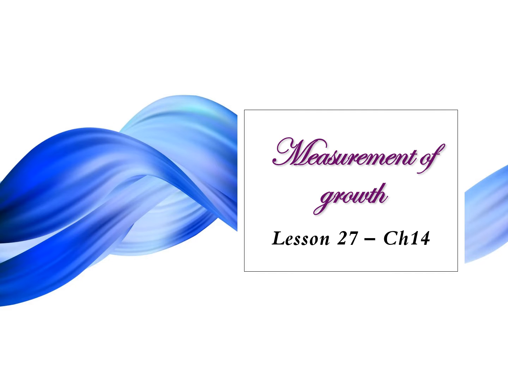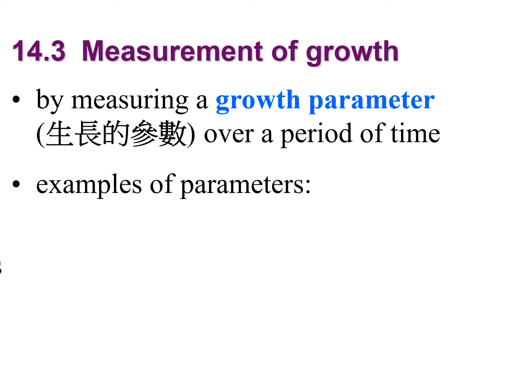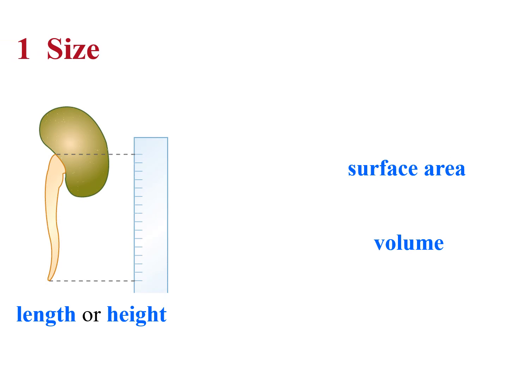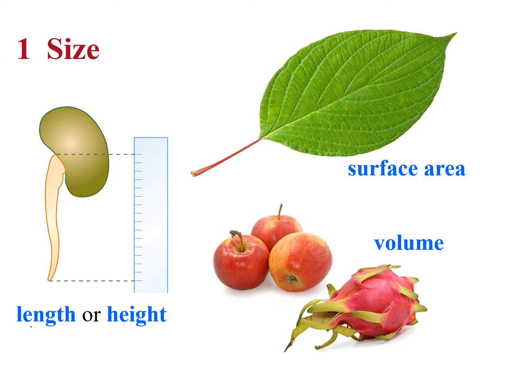Let's start. By measuring the growth parameter over a period of time, we can know whether the organism, such as a plant, is growing healthily or not, or whether the baby is growing healthily or not. Some example parameters include size, fresh mass, or dry mass. That means the mass totally without water. If you are going to measure the size, you can measure the length or height, the surface area, or the volume.